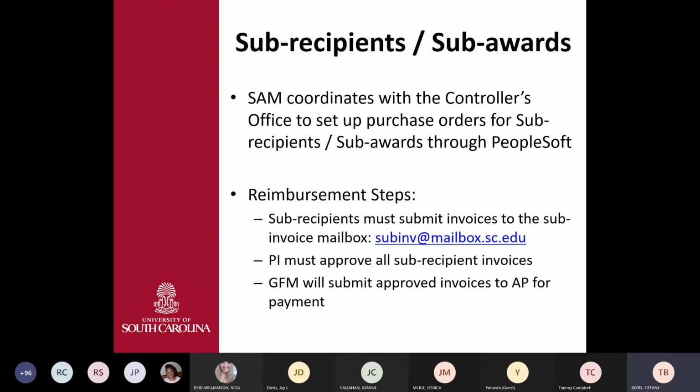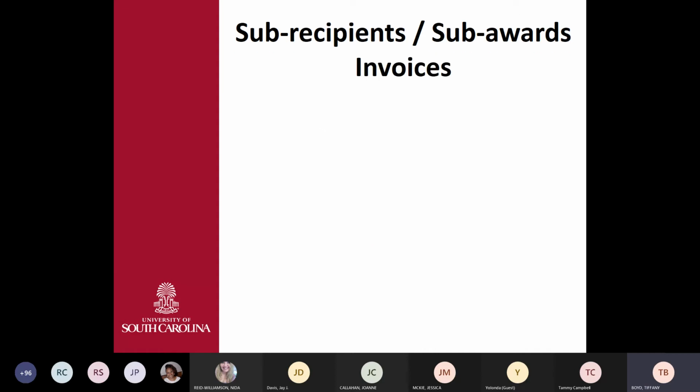And just a reminder of the reimbursement steps. The subrecipient should be submitting those invoices to the sub invoice mailbox, and that's located right here. And then we coordinate PI approval on those. And then once we get approval, we'll submit those to accounts payable for payment. So please just remember to include those. We still have a couple of instances where invoices aren't making it to us until the very last minute, after it's already escalated. So please make sure that the invoices are getting to the right place so that we can ensure they're being paid.